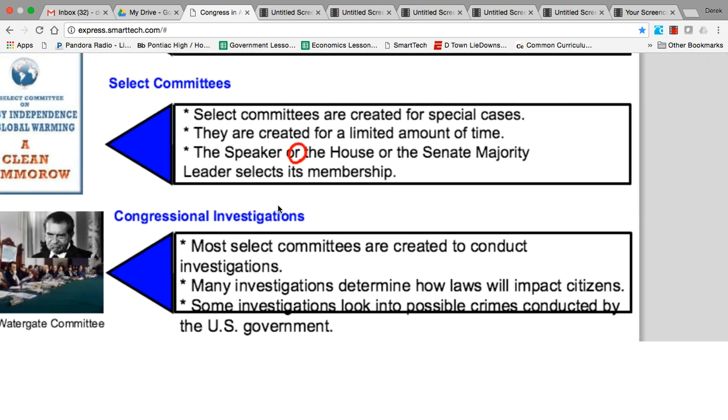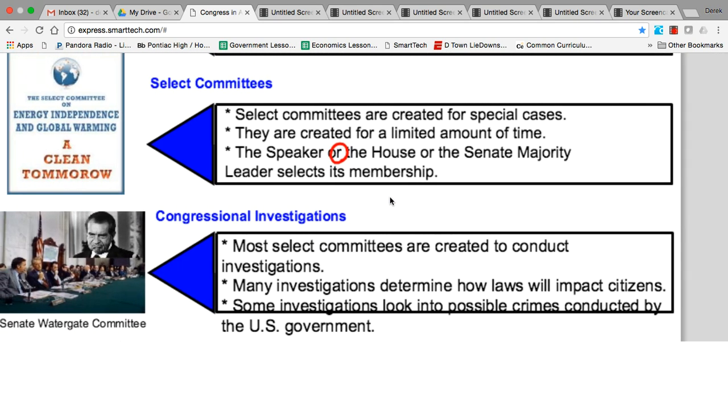Congressional investigations, this is another thing that Congress is involved in. Most select committees are created to conduct investigations. That's largely what they're for. So many investigations determine how laws will impact citizens. So they look into a particular law, a particular case, or you might have the Senate Watergate Committee, which looked at the impeachment of Richard Nixon. But not the potential impeachment of Richard Nixon at the time.